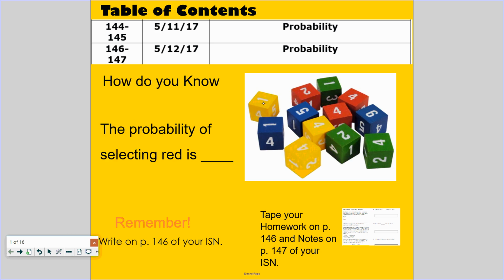I see 1, 2, 3, 4, 5, 6, 7, 8, 9, 10, 11, 12. There's a total of 12 choices to choose from. And there are 3 red. So it's 3 out of 12.